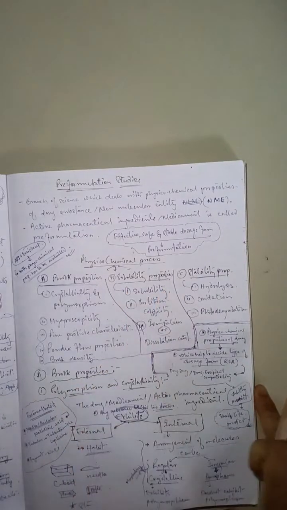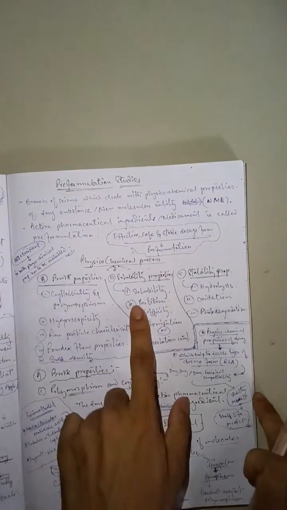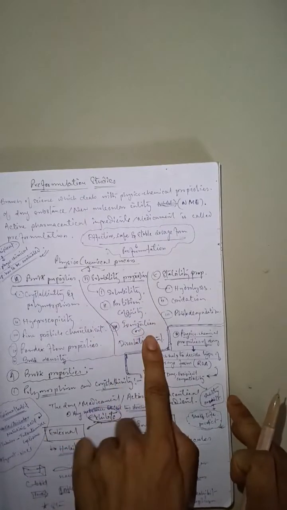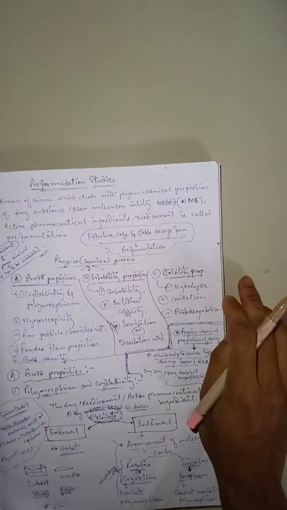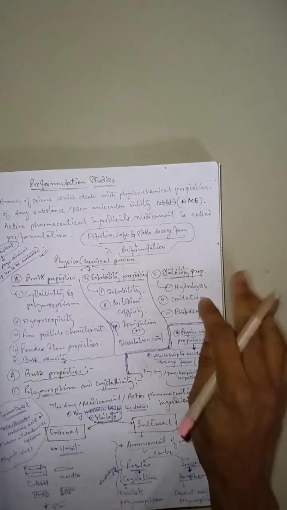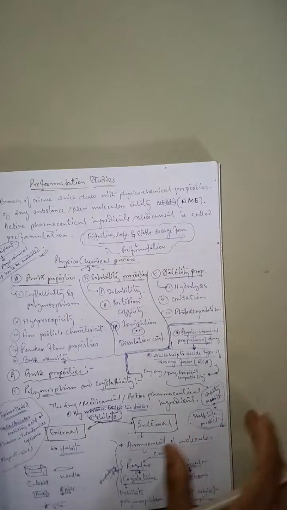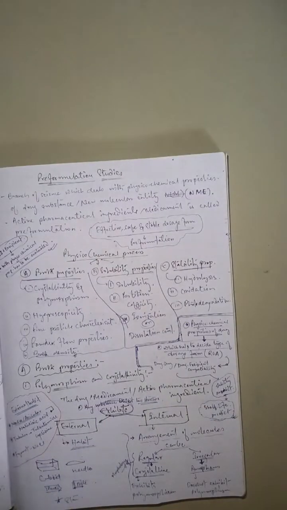Solubility properties will be studied, and in this we will normally study solubility, partition coefficient, ionization, and dissociation constant. Next, stability properties. In stability properties, we will be studying hydrolysis, oxidation, and photodegradation. Okay.